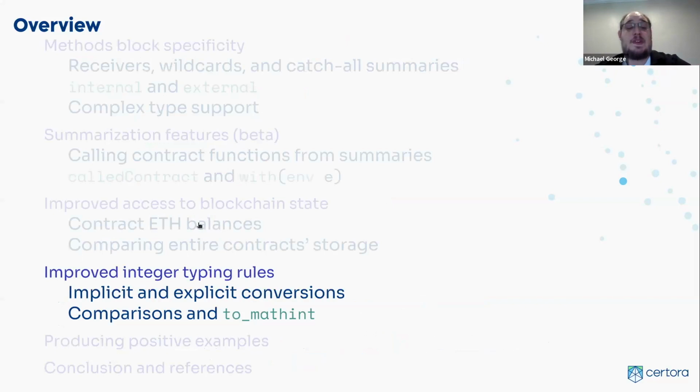So those are two new powerful features for accessing the blockchain state and for writing rules that show that two functions are equivalent.